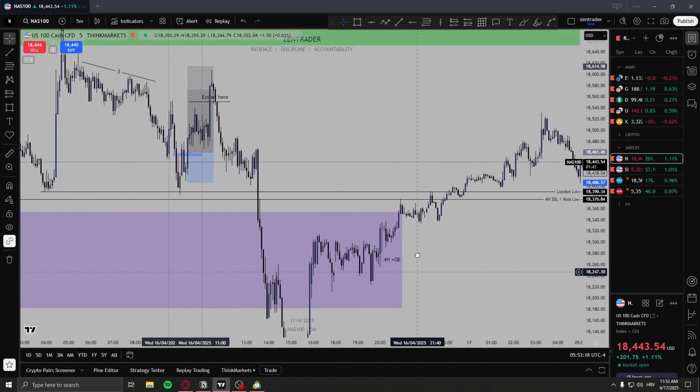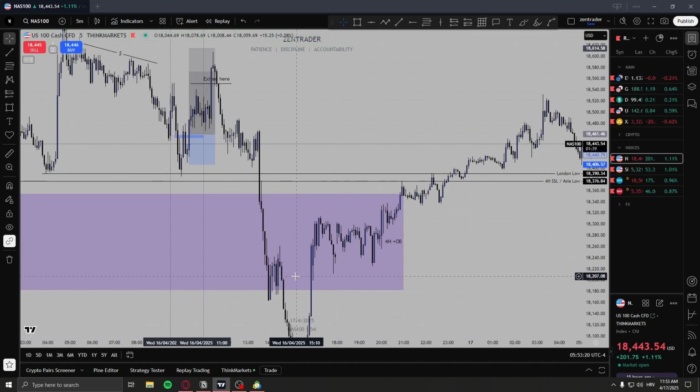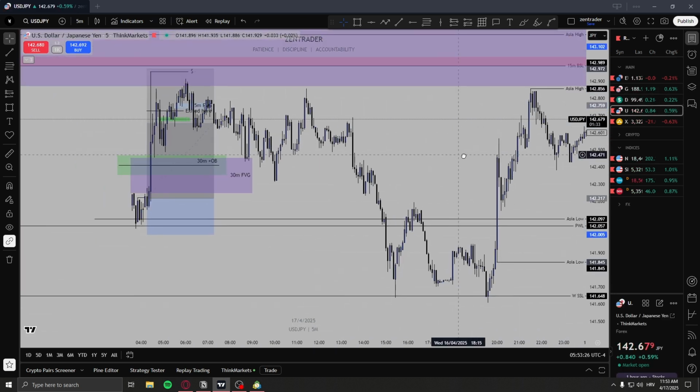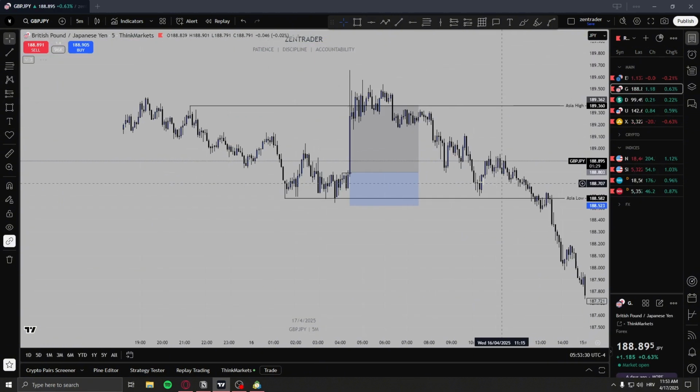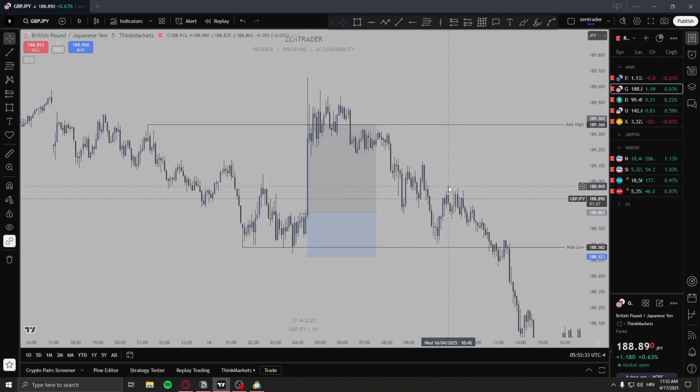Yeah, let's start with how the day went, from London session to New York session. First I was watching USD JPY and GBP JPY. Those were of interest to me because I can easily read the bias.